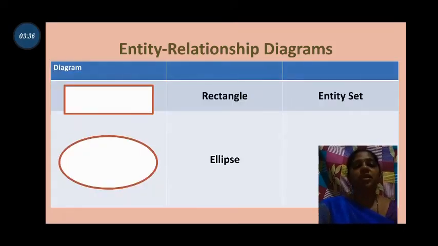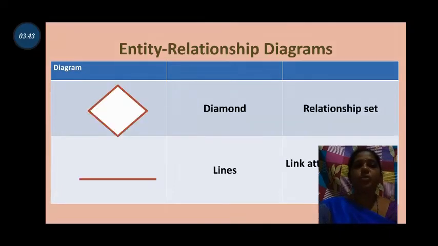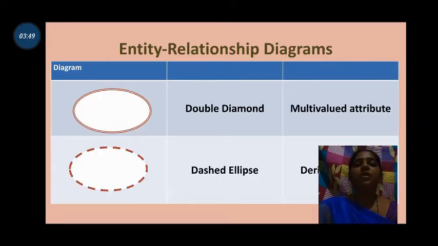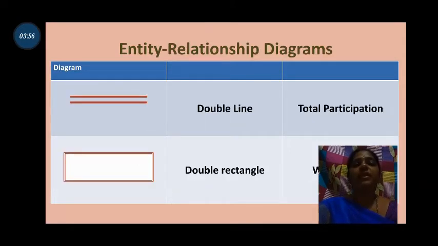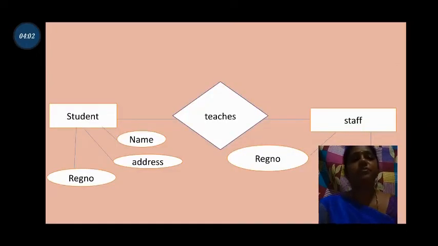So this is the same as a table. A rectangle is used for entity set, ellipse is used for attributes, diamond for relationship set, lines are used to link the attributes, double ellipse represents multi-valued attributes, dashed ellipse represents derived attributes, double line is used for total participation, and a double rectangle is used for weak entity set.